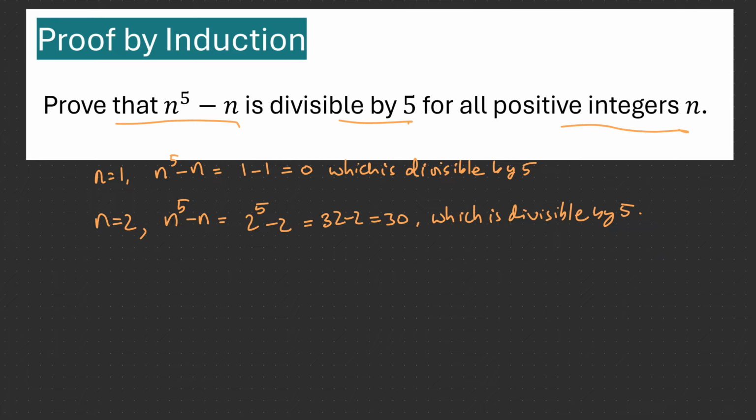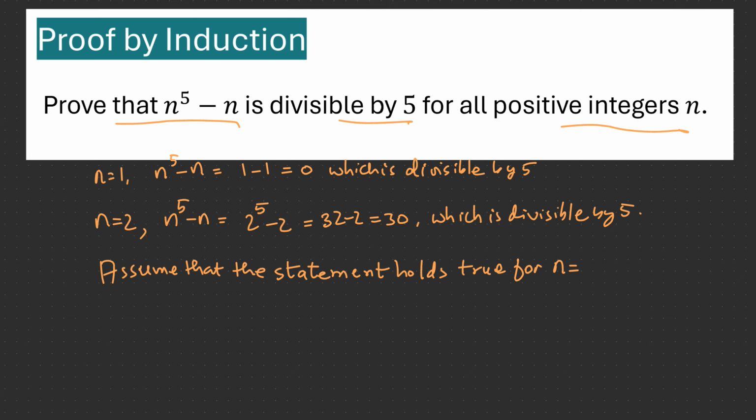So then we make an assumption so that the statement holds true for n equals k. So if it holds true for n equals k, what we get is k to the power 5 minus k should be divisible by 5.